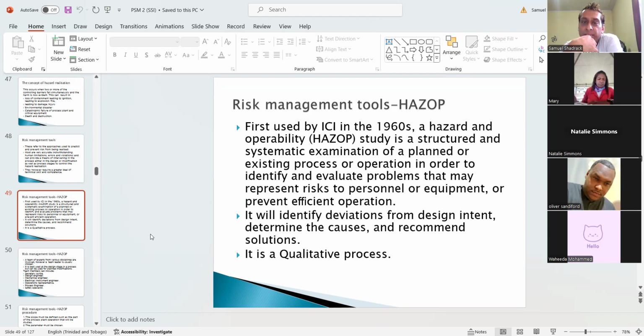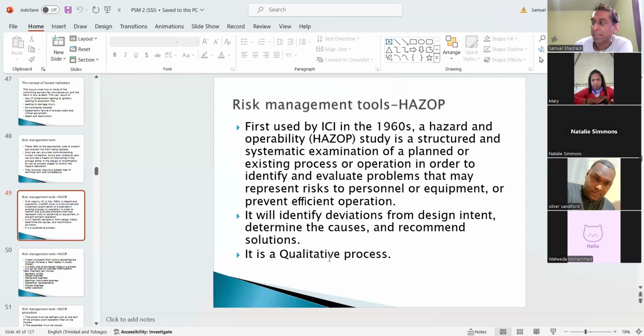A hazard and operability (HAZOP) study is a structured and systematic examination of a planned or existing process or operation in order to identify and evaluate problems that may represent risk to personnel or equipment or prevent efficient operation. It will identify deviation from the design intent, determine the causes, and recommend a solution. It is a qualitative process.